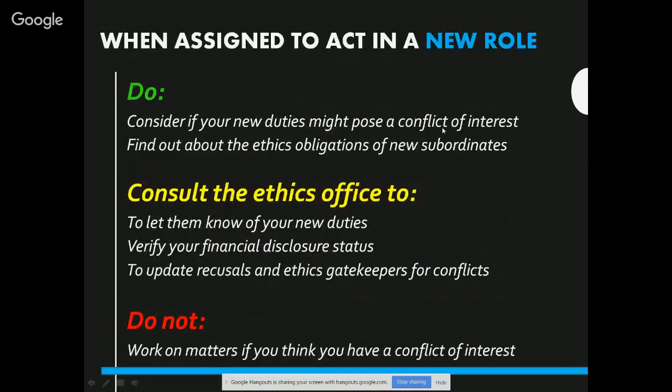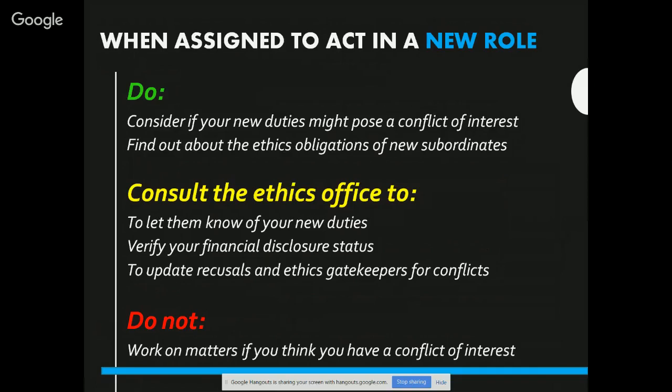And here we have another one-pager, which might help us to see what kinds of objectives we might have when we're talking to senior executive service employees who have been assigned to act in a new role. Things we want them to consider is if new duties might pose a conflict of interest. We also want them to be sensitive to any ethics obligations of their new subordinates.